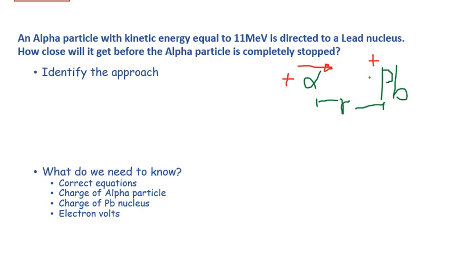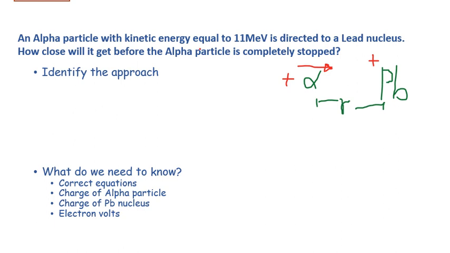Right. Now the first thing that we need to do, when it comes to any physics question, is to identify the approach. How can we identify the approach? It is based on what we are supposed to find. In this case, we are supposed to find the distance between the alpha particle and the lead nucleus. And the approach mainly depends on the information we have. So what information do we have? Let's see.